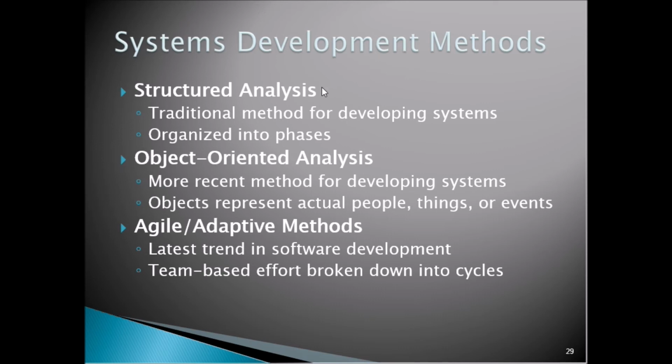Systems development methods. This includes structured analysis, which is the traditional method for developing systems, and it's organized into phases. So structured analysis is the most common method. The OO method is a more recent method for developing systems. Objects represent actual people, things, or events, and with this we can look at the inputs and outputs from these actual objects. The latest trend in software development is a team-based effort broken down into cycles. This is the agile methodology.